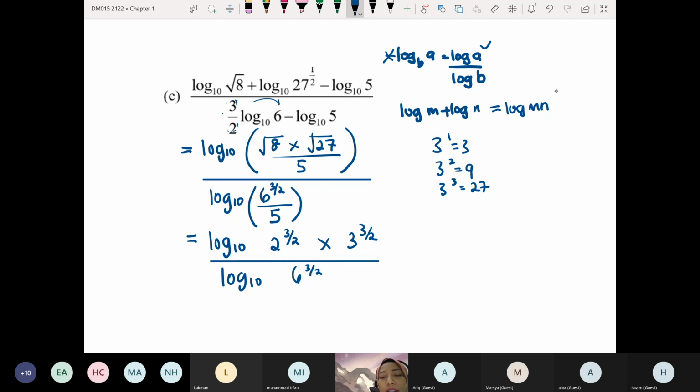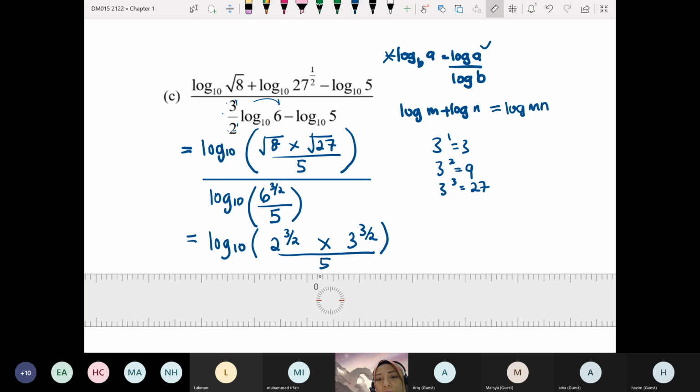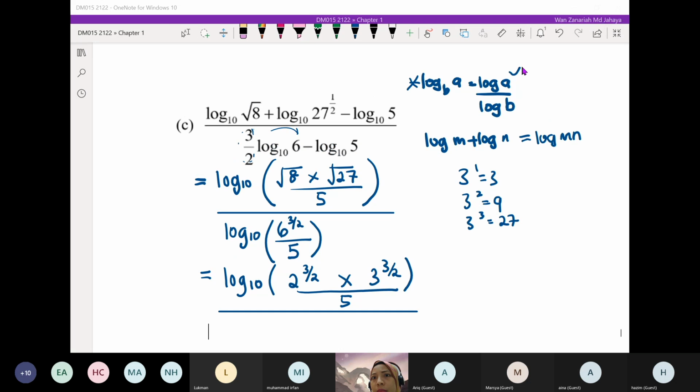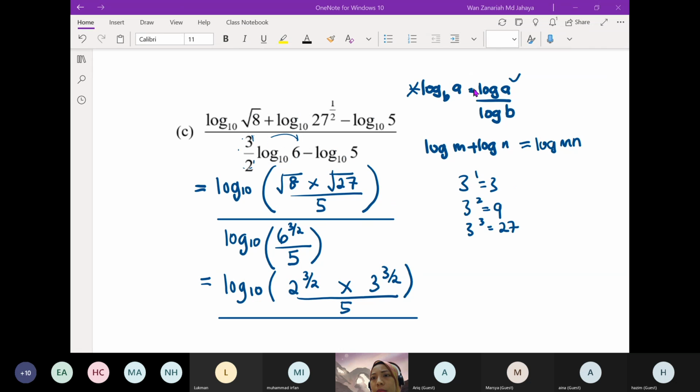Okay, ini pun masih ada over 5 lagi yang tertinggal. Log over 5 and then this part. Sekejap nak accept ni, admit.